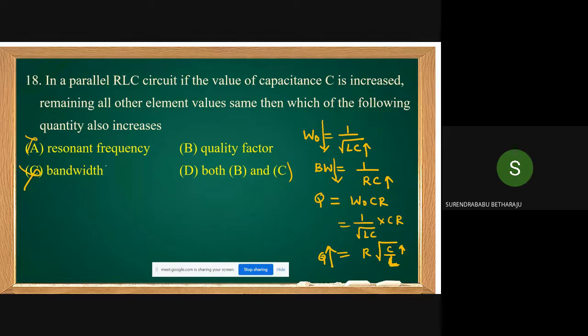Increases. I'm talking about parallel RLC circuit, sir. In the previous problem, you told Q equal to 1 by omega naught CR, sir. But why are you writing omega? That is a series RLC. It is a parallel RLC. Exactly reverse.